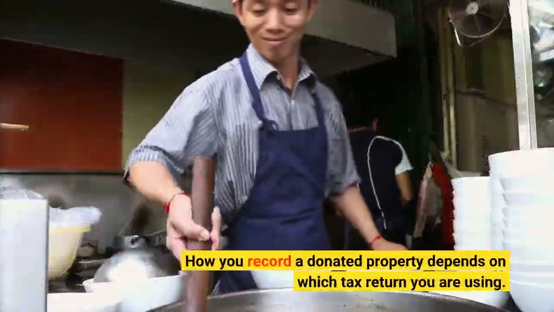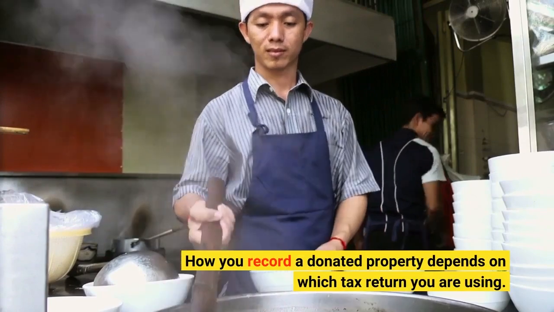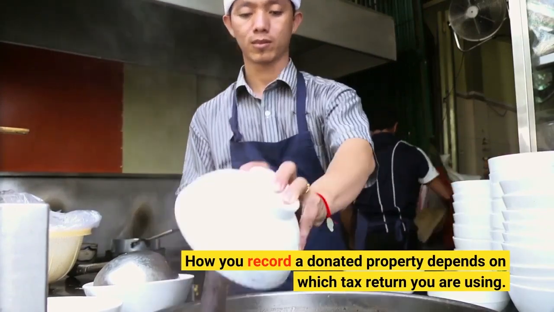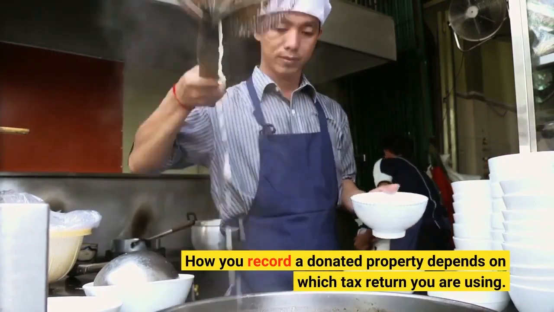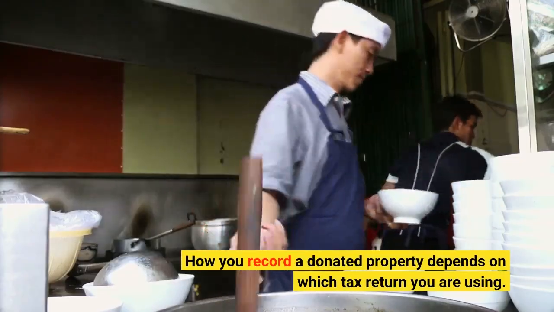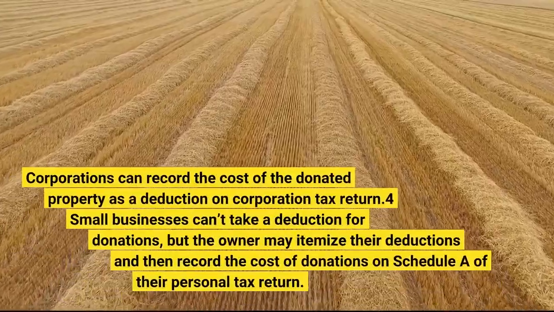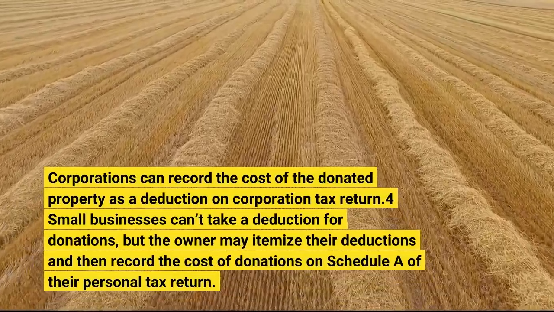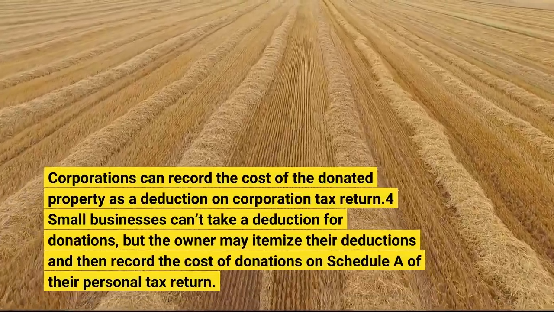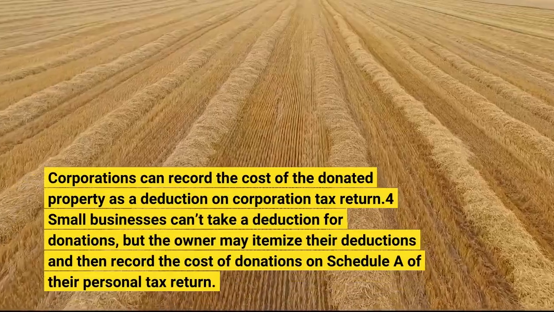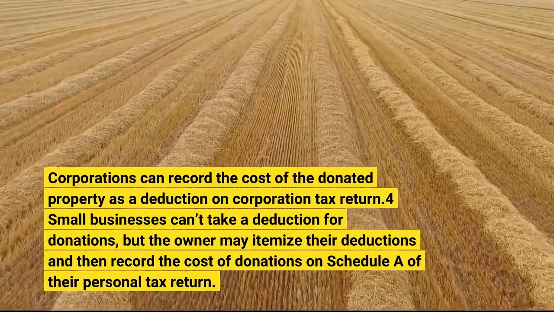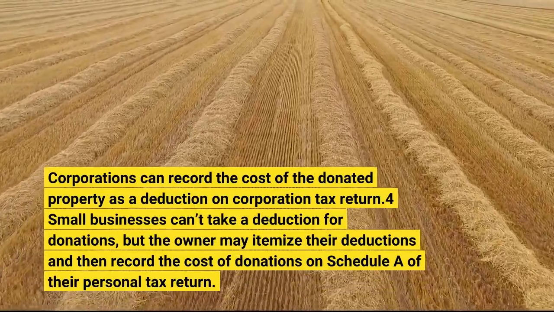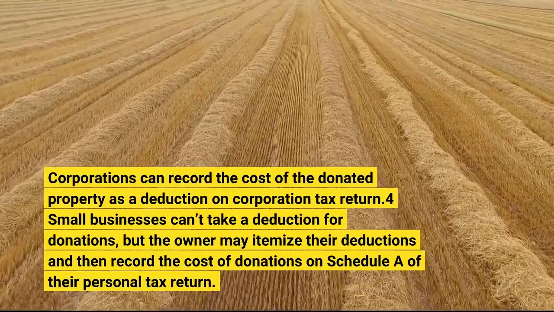How you record a donated property depends on which tax return you are using. Corporations can record the cost of the donated property as a deduction on the corporation tax return. Small businesses can't take a deduction for donations, but the owner may itemize their deductions and then record the cost of donations on Schedule A of their personal tax return.